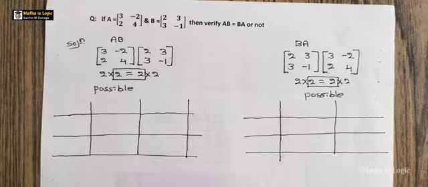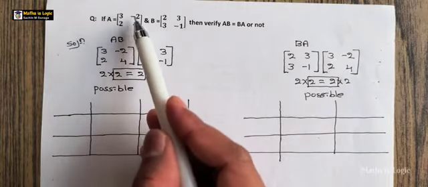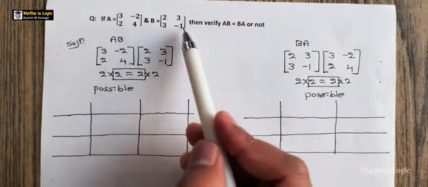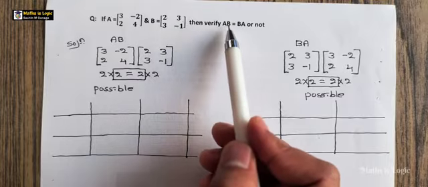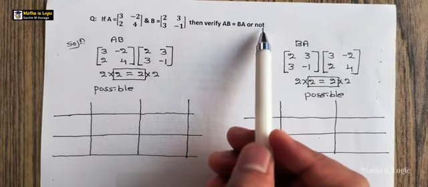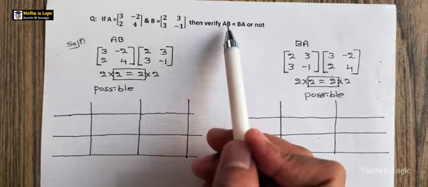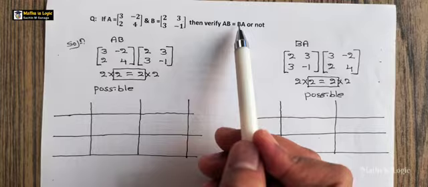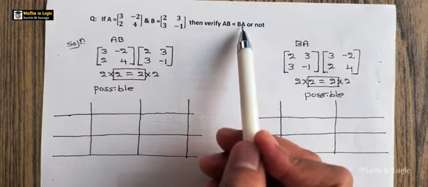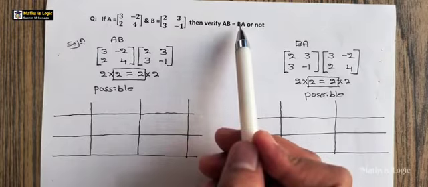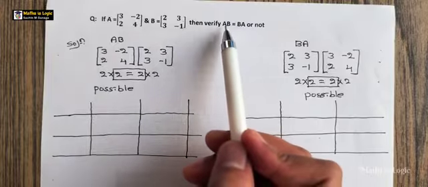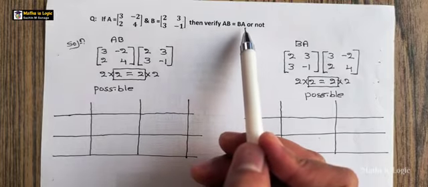Next type of question: A matrix 3 minus 2 2 4, B matrix 2 3 3 minus 1. Here we need to verify whether AB is equal to BA or not. Means first part we need to find the AB value, next part we need to find the BA value. After finding AB and BA, if both answers are the same, then we need to write AB is equal to BA. If both answers are not the same, then we have to write AB is not equal to BA.